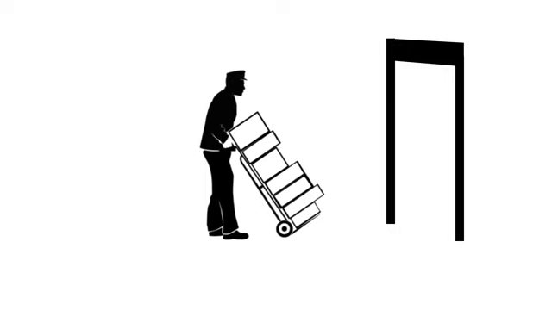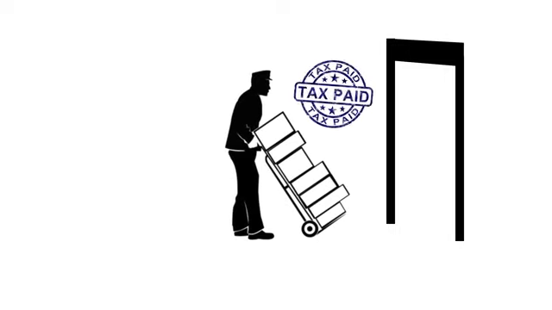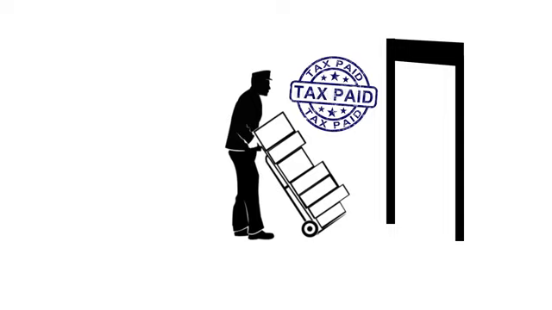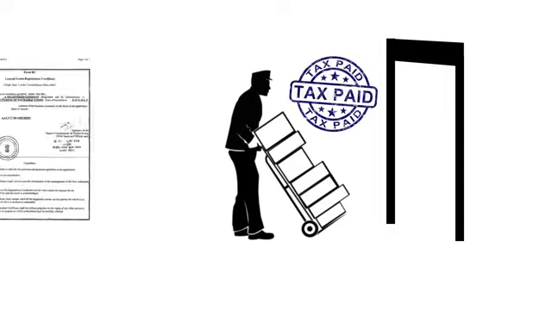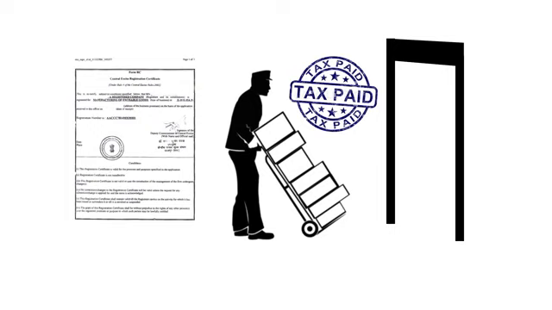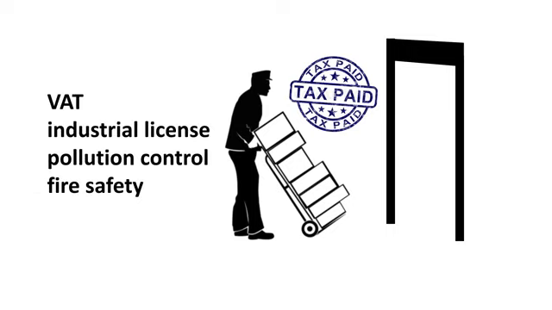For manufacturers, the moment your turnover crosses a certain threshold, one has to pay excise duty before the goods can leave the factory gate. For the sake of paying excise duty, a central excise registration certificate has to be obtained. In addition, other registrations such as VAT, industrial license, pollution control, fire safety, and such might be applicable depending on the nature and type of manufacturing activities.